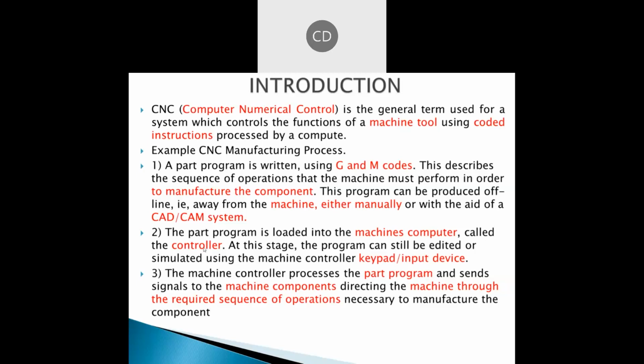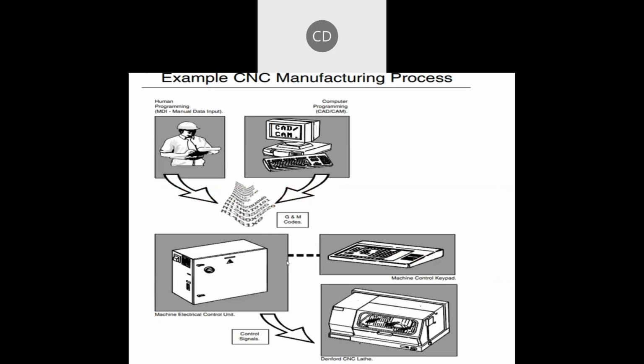That program is loaded into the machine, called the controller. At this stage the program can still be edited and simulated using the machine controller keypad or other input devices. The machine controller processes the part program and sends signals to the machine components directly, through the required sequence of operations necessary for manufacturing the component. So these operations are easily available by using the CNC machine. We also get very high precision and accuracy from CNC machines.